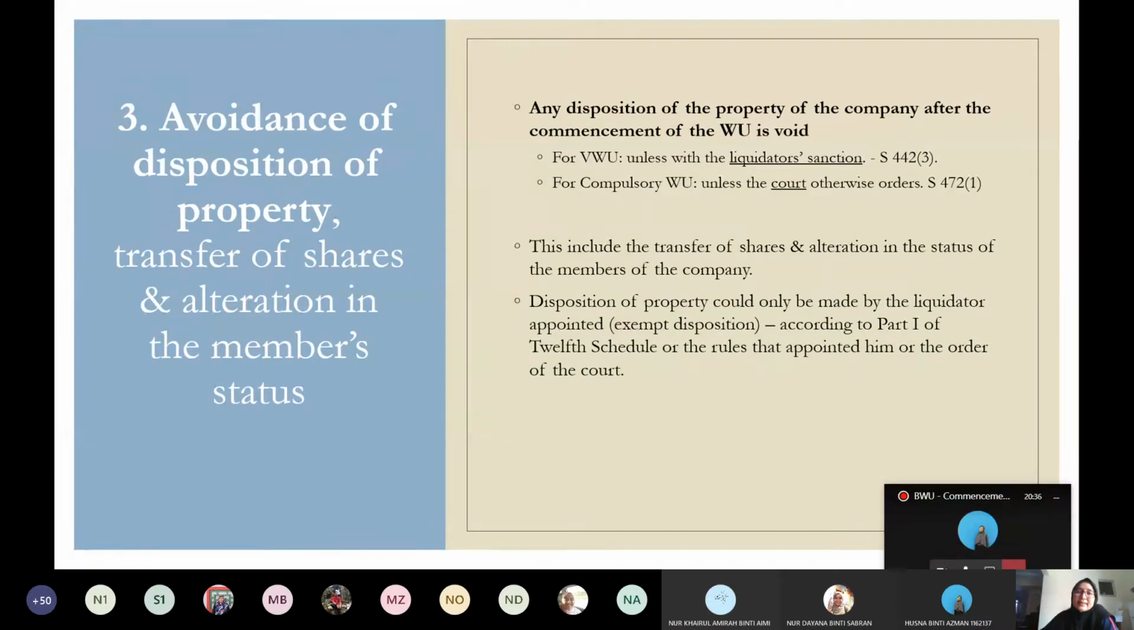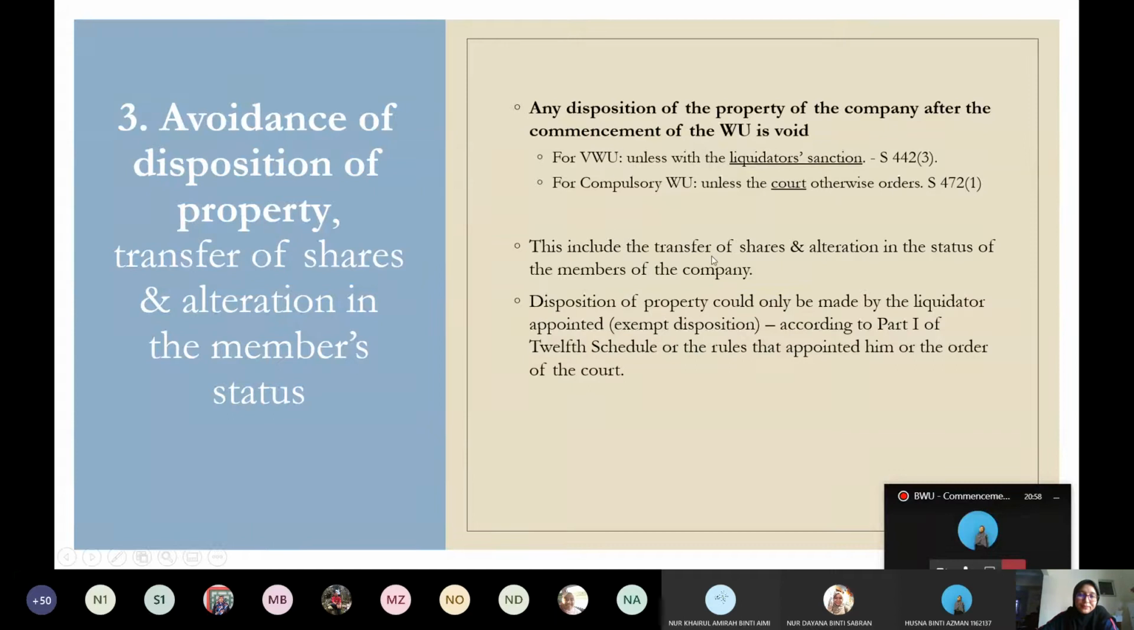So unless with the liquidator's sanction. Kalau contohnya the company, mungkin director jual harta dia apa semua, without the knowledge of the liquidators, it could not be done. It is void. So it could not be done on the part of the company. So the only person who can do that is the liquidators, or with the sanction of the liquidators.